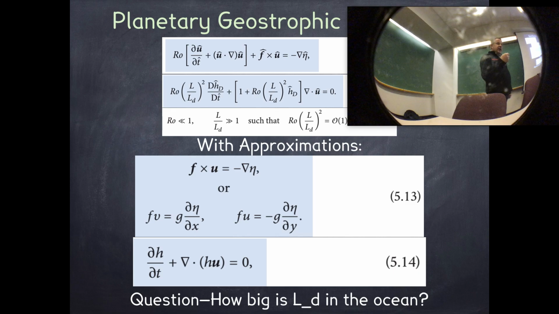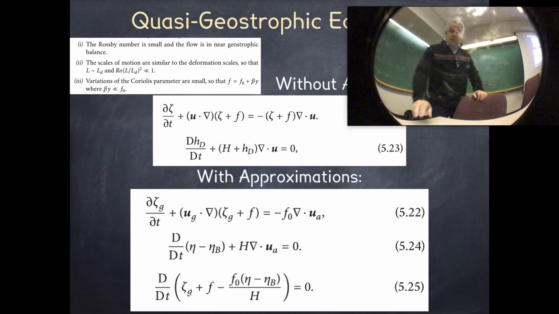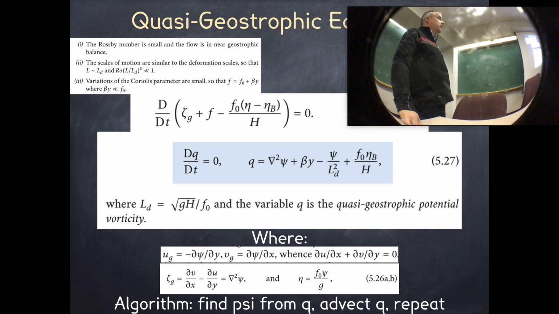QG is the same way. All you have to do is give me a Q, and I can evolve the system the same way. So in these geostrophic systems, we've gone from 3 degrees of freedom in shallow water equations to just 1 degree of freedom. And we lose a lot when we do that.